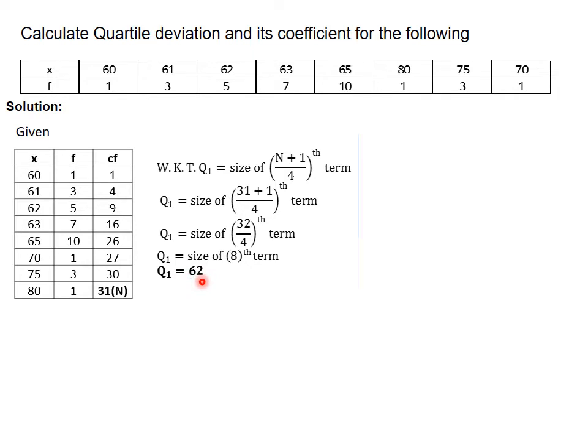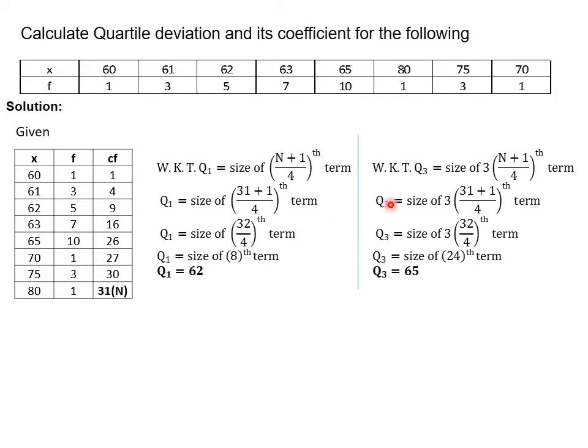Then we have to find Q3. Q3 is obtained with the help of size of 3 times (n plus 1) divided by 4 term. So now replace n is equal to 31. So 31 plus 1 divided by 4 is equal to 8. That will be multiplied with 3. So 24.